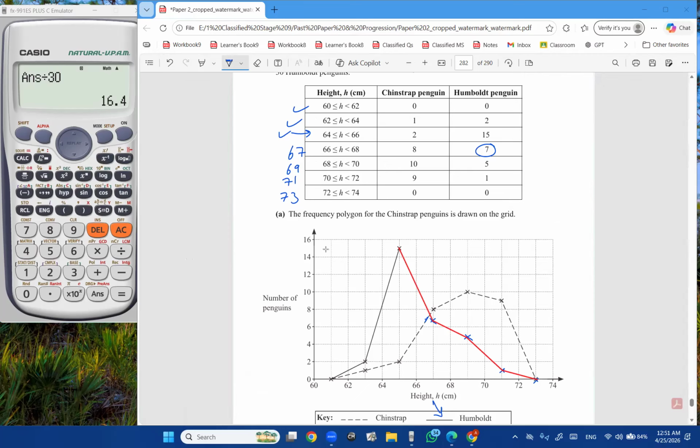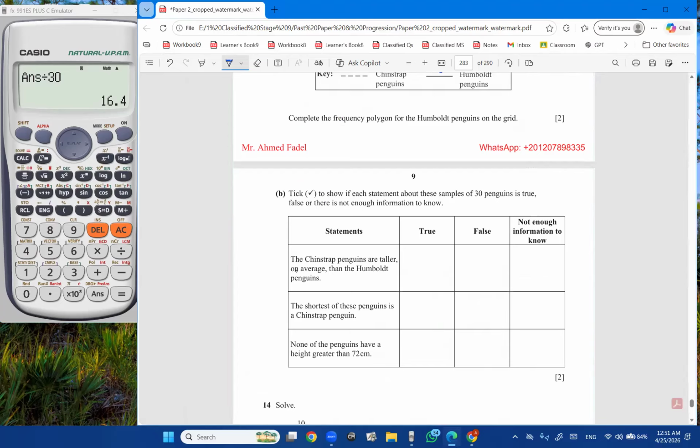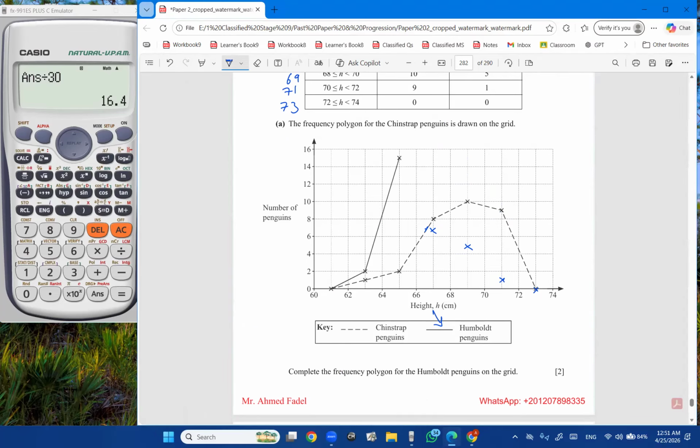That's it. Now I completed the graph. I'm going to erase it, and I will go to the next question, which says to you that chinstrap penguins are taller on average than the Humboldt penguins. Well, I'm going to need the graph again to do this.